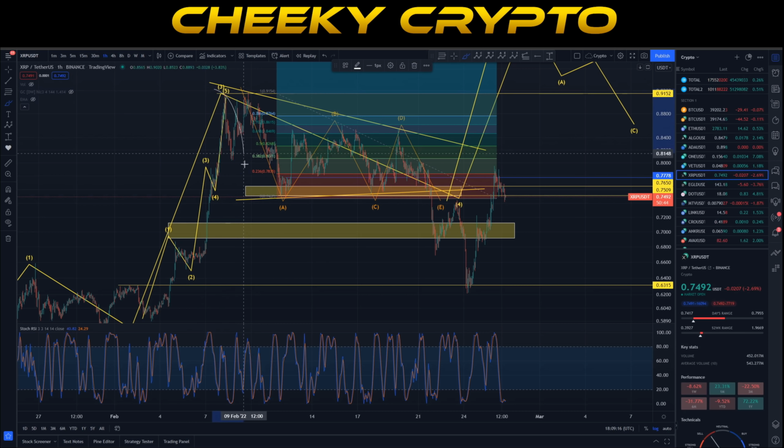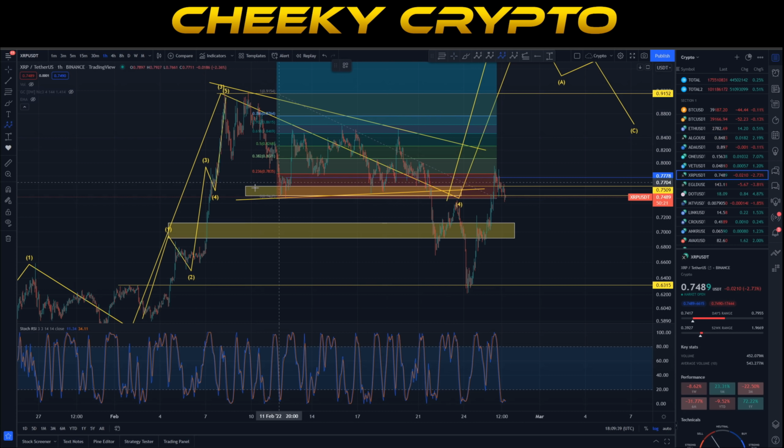So here is a pullback that we had. And then we had an ABC up, and then we have this motion to the downside. Now, I had taken this as our A wave, when actually the A wave in itself is right here. So it is still a triangular wedge, and I'm going to clear that off and show you, right? So rather than the A being at the bottom, the A is at the top.